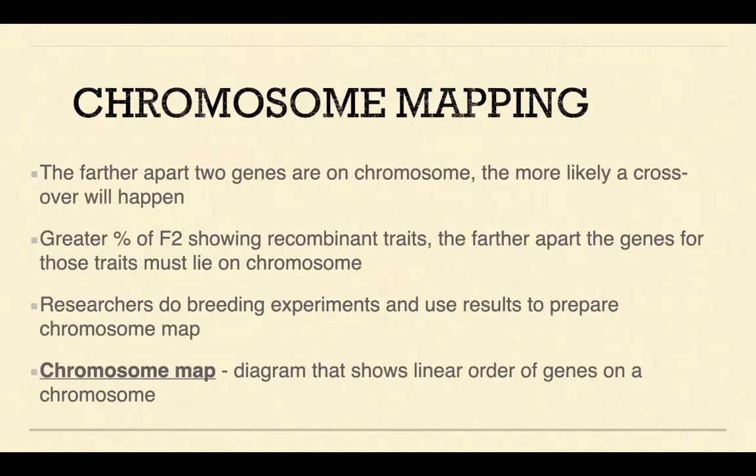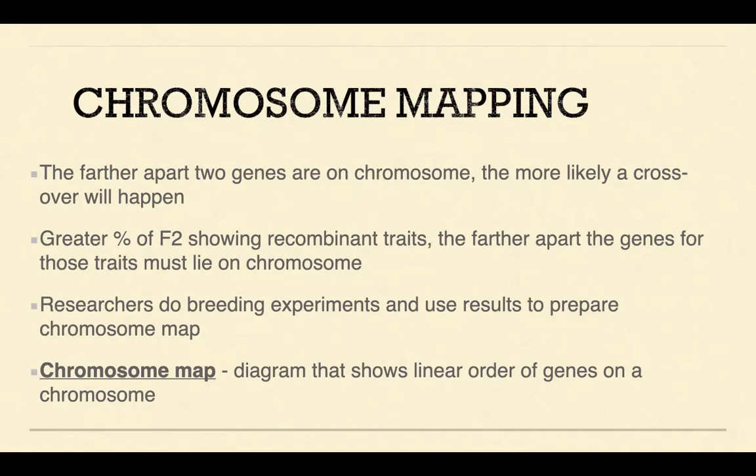All right, last thing. The farther apart two genes are on a chromosome, the more likely crossing over will happen. Again, if you imagine crossing over, if two genes are right next to each other on the chromosome, they're more likely to be inherited together. The farther apart they are, the more likely it is that you can have crossing over and you can have new versions of those genes appear in future generations.